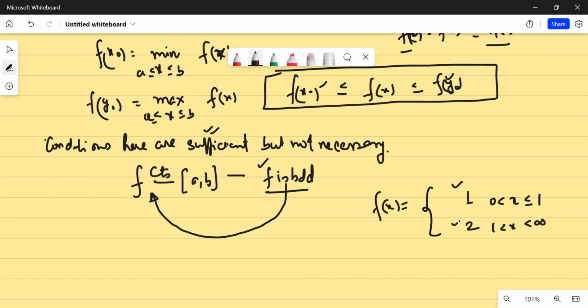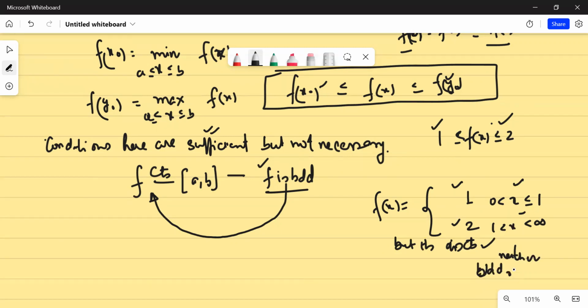So your function is bounded, because after all your function will either be 1 or 2 only. So I can say that my function will always be less than or equal to 2 and greater than or equal to 1. So either my function is 1 or it is equal to 2. So it is bounded. But it is discontinuous.